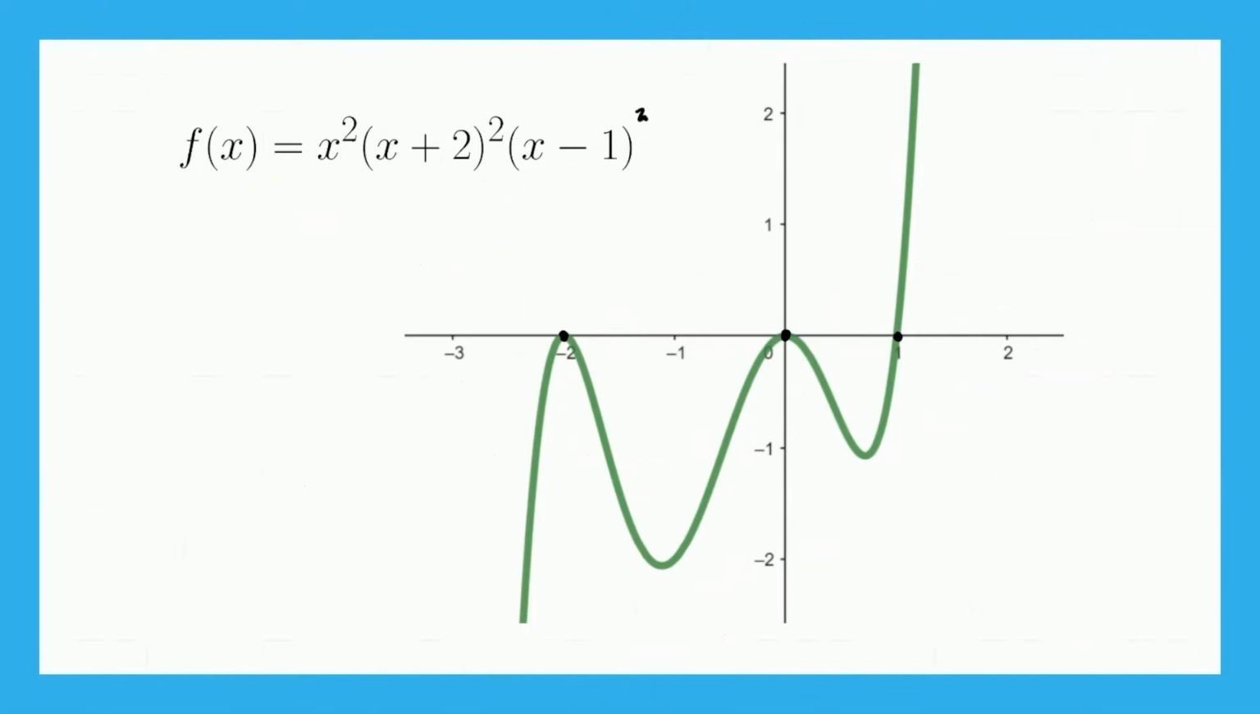So, quick review. Odd multiplicity means that the graph will cross over the x-axis, and an even multiplicity means that the graph will bounce off the x-axis.